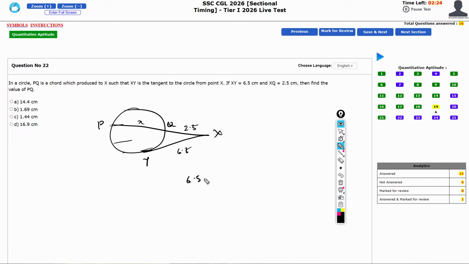So 6.5 into 6.5 is equal to 2.5 into 2.5 plus X. So this is going to be 0.5 and 0.5. If I cut it, so 13, again 13, or rather 1.3, 1.3. So it's going to be 1.69 or 16.9. I don't know.